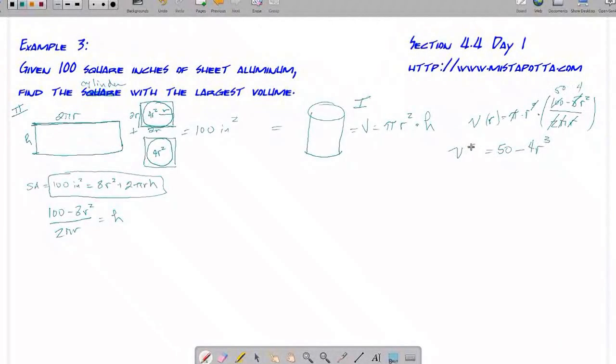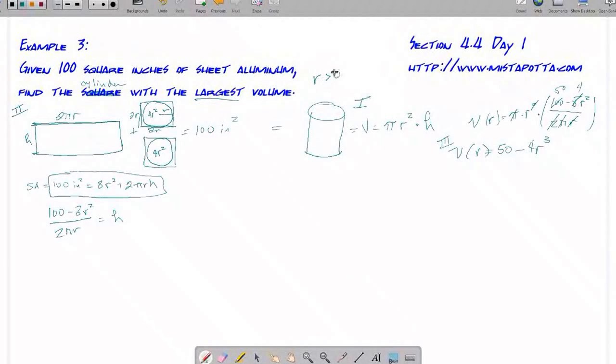And so this is my formula for volume as a function of my independent variable r. I've used the restriction in order to get this to be a function of one variable. And so now, since I want to find the largest volume, I want to find the critical points. Again, because I'm dealing with a polynomial, I'm not going to have a place where it's undefined. I have one glaring domain issue.